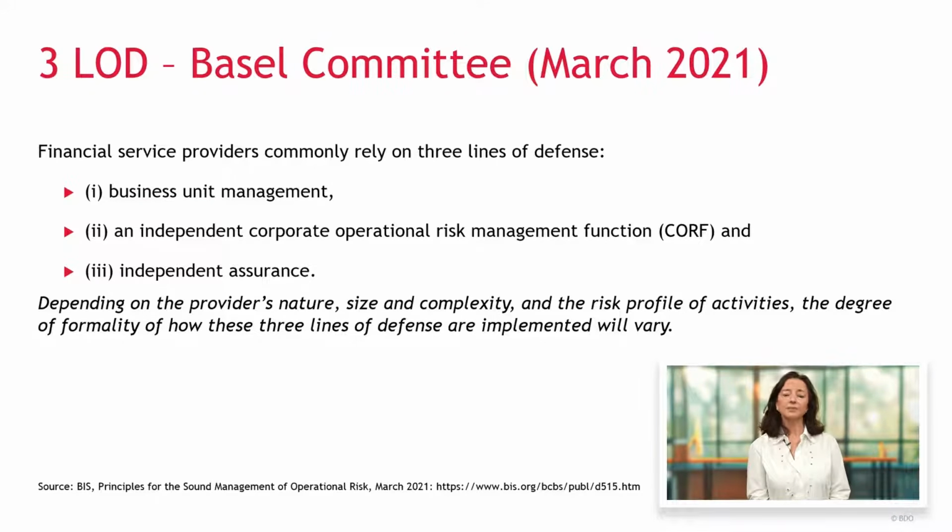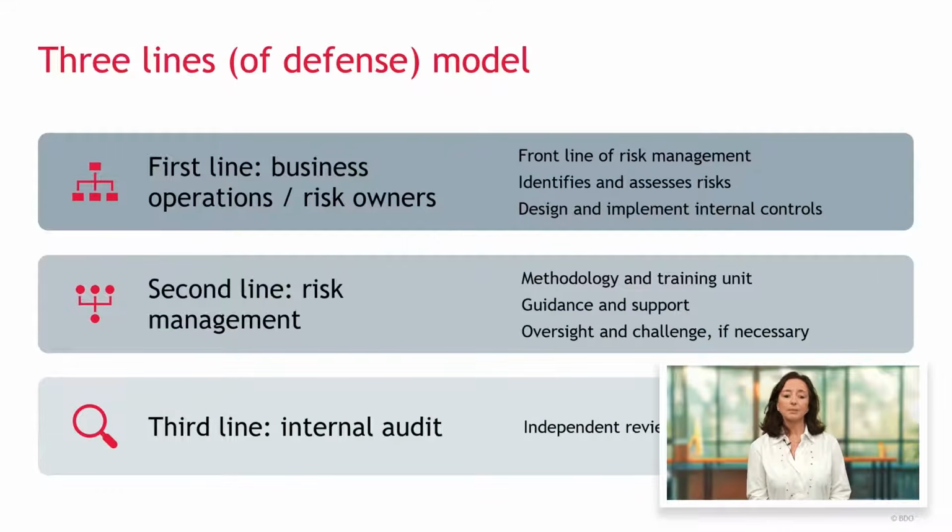The 3 lines of defense are clearly assigned across the business management units, the so-called first line, the corporate operational risk management function, which is the second line, and internal audit, the 3rd line. Now, in this document, the roles and responsibilities of each of the 3 lines are clearly defined, and I'll come with more details in a minute.